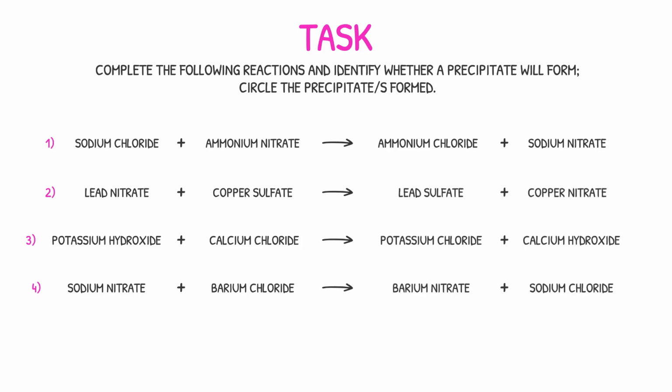Here are the answers to the remaining questions. The lead sulfate formed in the second reaction and the calcium hydroxide formed in the third are both insoluble and will therefore form precipitates. So, how did you do on this task?